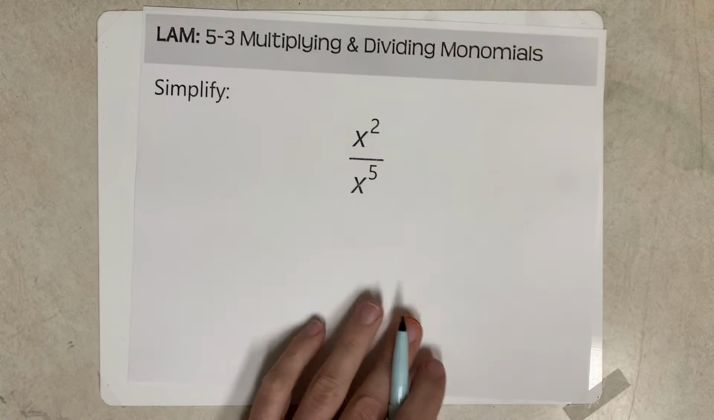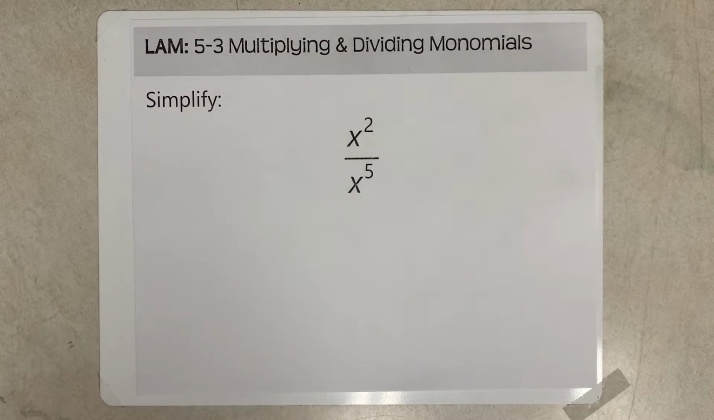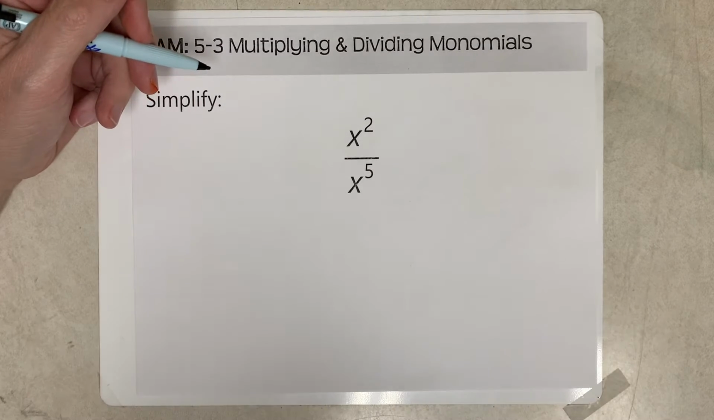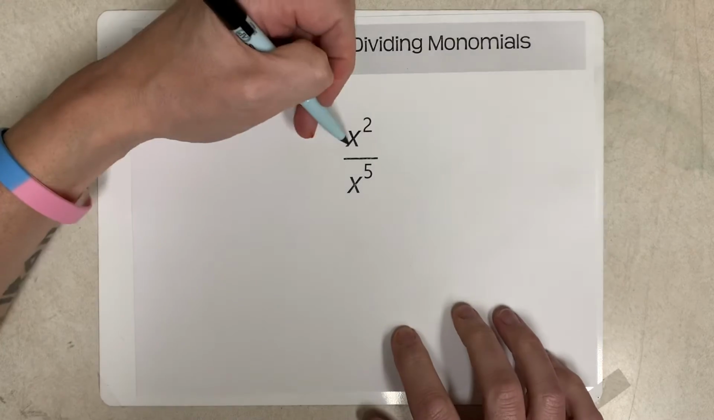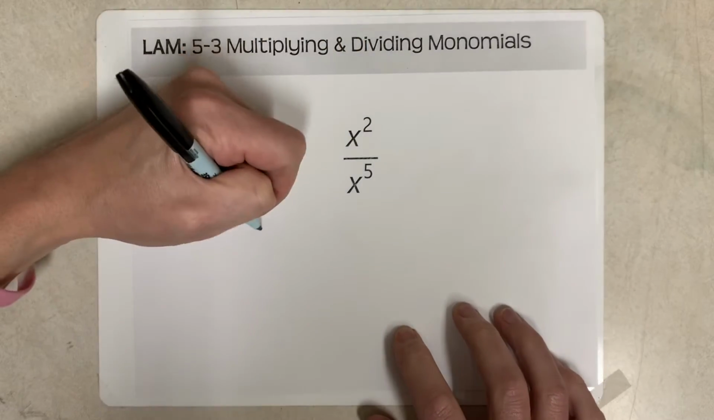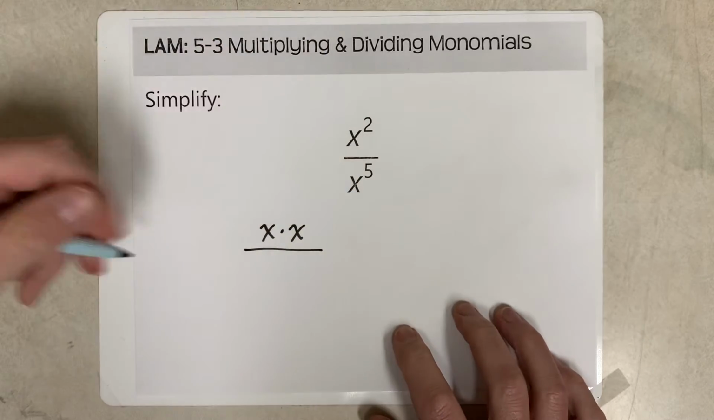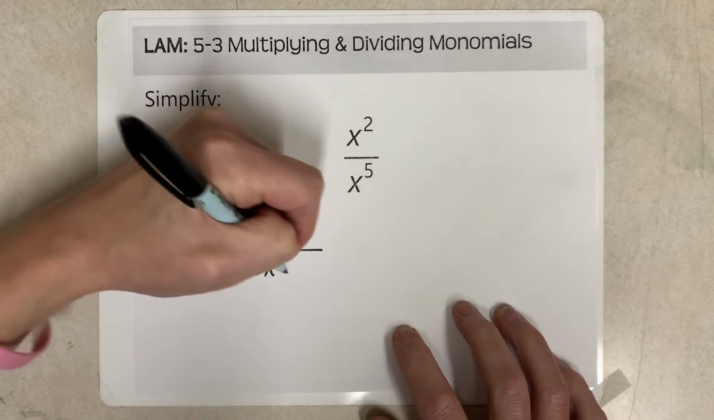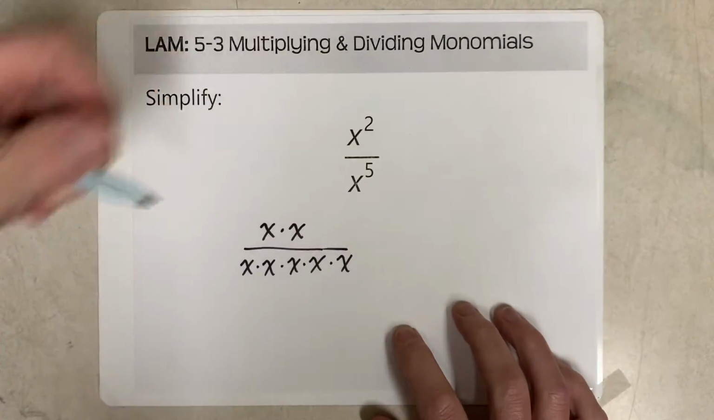Division is a little bit trickier because in division, things are going to cancel out. So what I'm going to do here is write this a little bit differently. And x squared over x to the 5th, I'm actually going to write out x squared is 2 x's. X to the 5th, 1, 2, 3, 4, 5 of them down there.